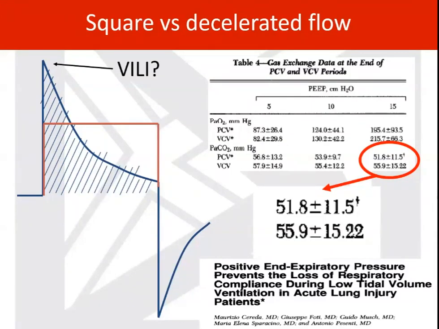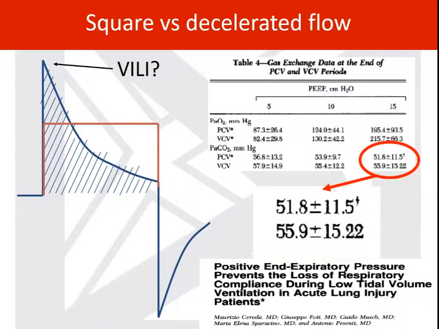The presence of decelerated flow has some putative advantages, mainly the fact that decelerated flow is normally associated with a better CO2 removal, because different regions with different time constants have time to be ventilated.